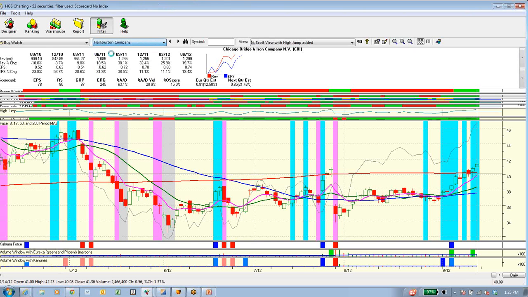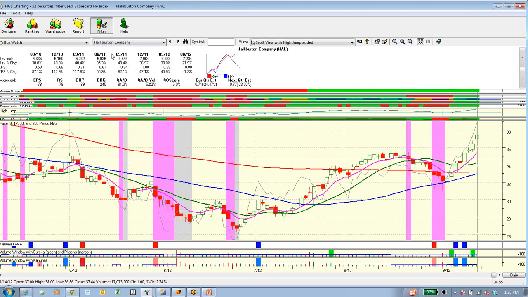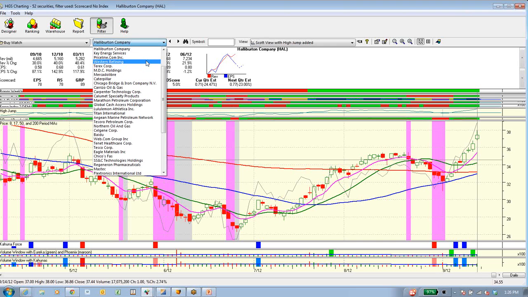Here's one that was not one of my best buys of all time, but I've been holding on for a while. Halliburton, I guess perhaps it's getting over its challenges related to the Horizon problem. Pullback, potentially running again, one of the leaders in the oil services industry. And I guess that's enough on the longs.